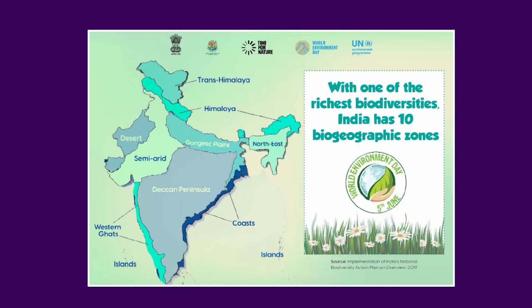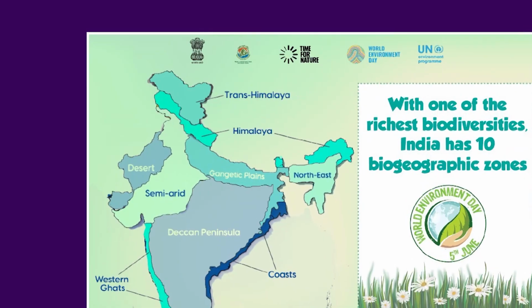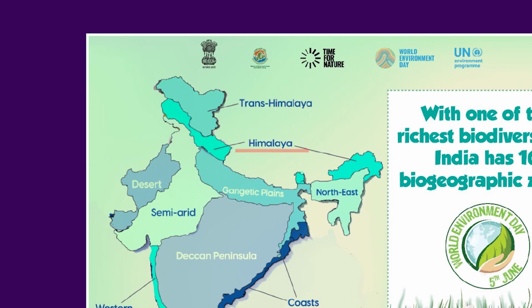Next, we have the Himalayan zone. Stretching across northern India, it includes everything from alpine meadows to dense forest. This zone is home to a variety of plants and animals, including many that are found nowhere else on earth. The Himalayan zone is a biodiversity hotspot with species such as the red panda, Himalayan monal and several other species.